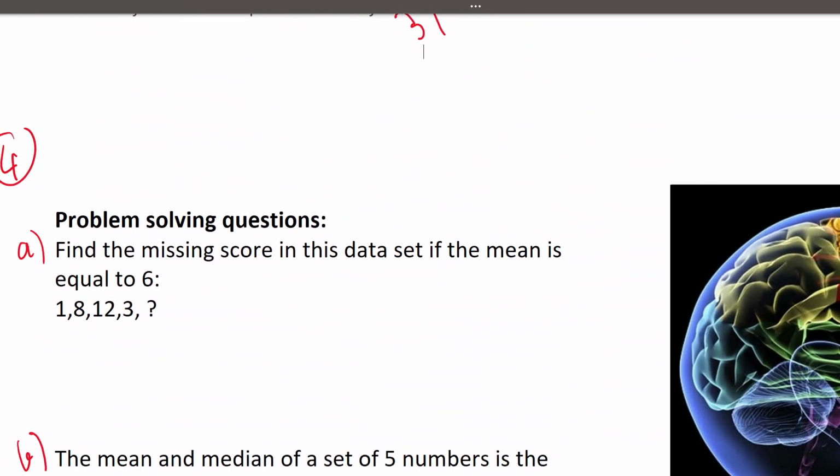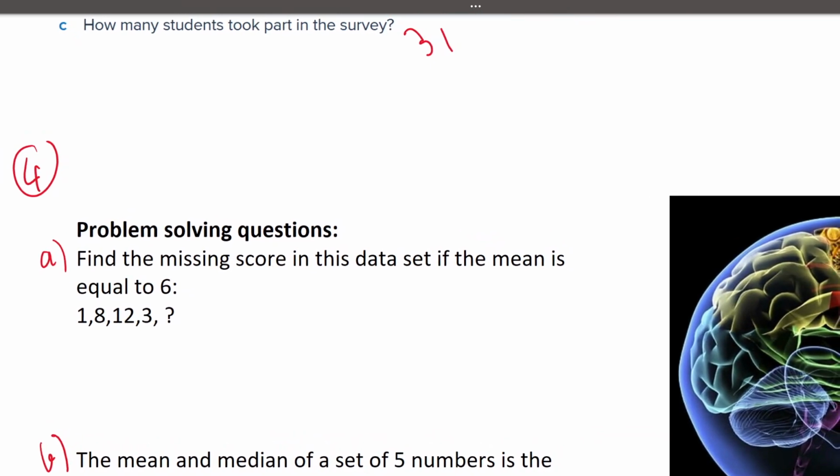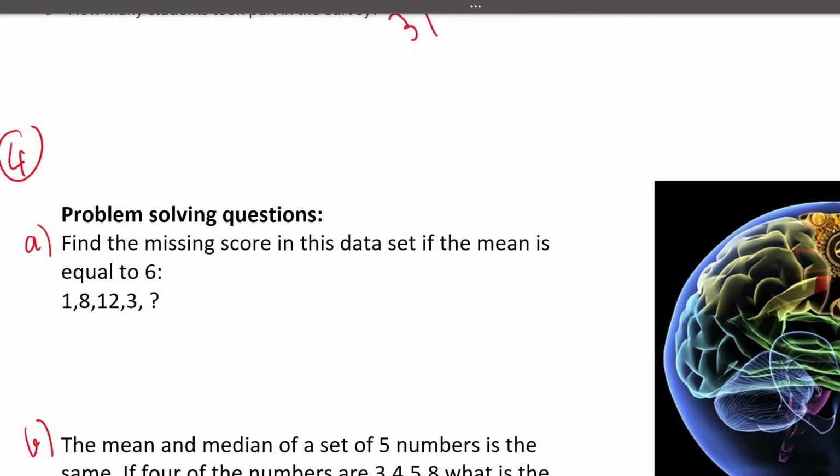Finally, we're going to look at some problem-solving questions where we really need to use our brain to be able to think about how to solve these problems. So instead of just me giving you a set of numbers and calculating the mean, median, mode, and range, let's have a look at where we have to actually use our brain a bit more.